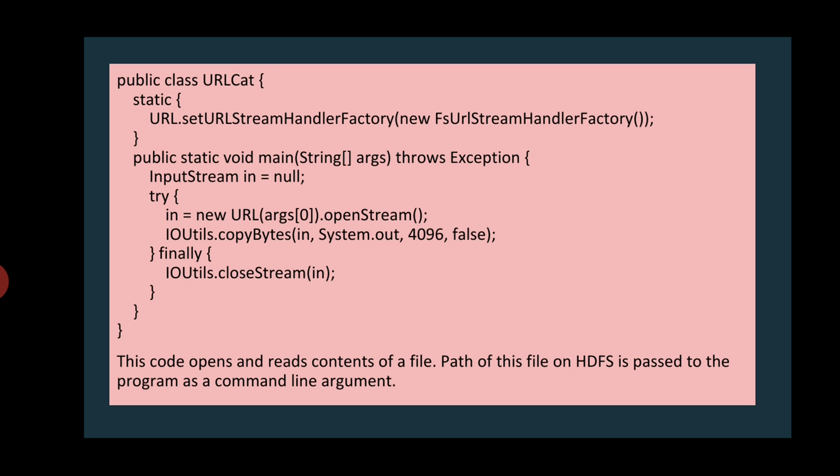Then we call IOUtils.copyBytes, copying from in to System.out with a buffer size of 4096 and close set to false. Finally, we call IOUtils.closeStream on in, and close all the braces. What this says is that the code opens and reads the contents of a file. The path of this file on the Hadoop file system is passed to the program as a command line argument.